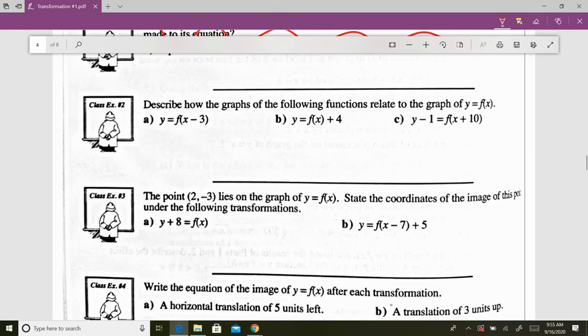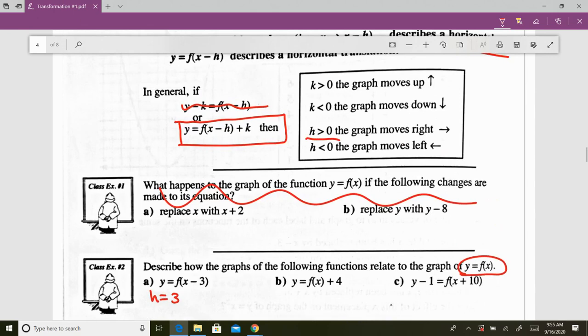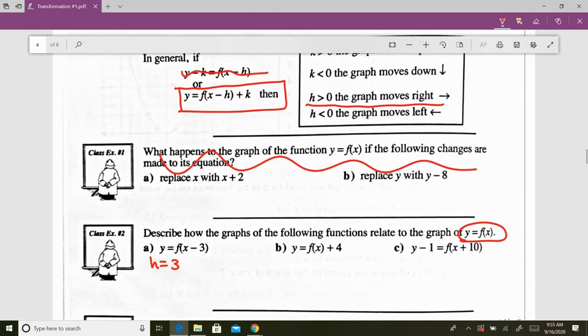So if we have y is equal to f of x, just some general function, we don't know what it is, we don't care what it is. And I say we change it to y is equal to f of x minus 3. Okay. First of all, have we gone left, right, or up or down? We've gone right. We haven't gone up and down, right? Because our h value is what? What is our h value? 3. It's what makes the inside 0. So h value is 3, and since it's positive, if h is positive, it moves the graph right. So this is right 3 units.